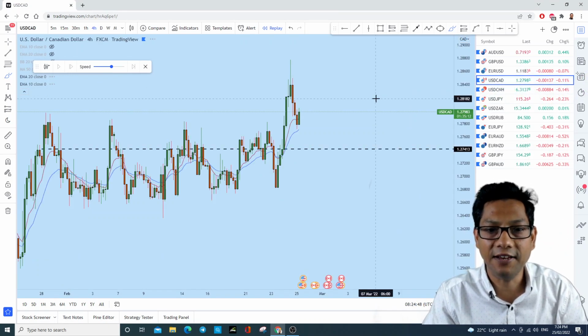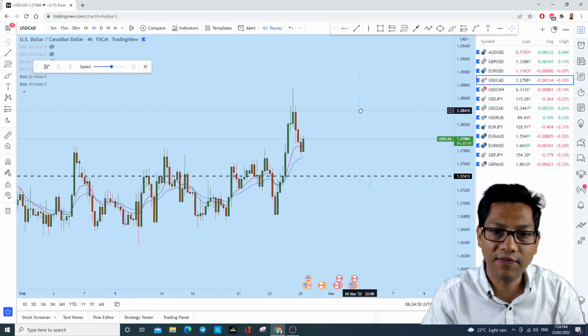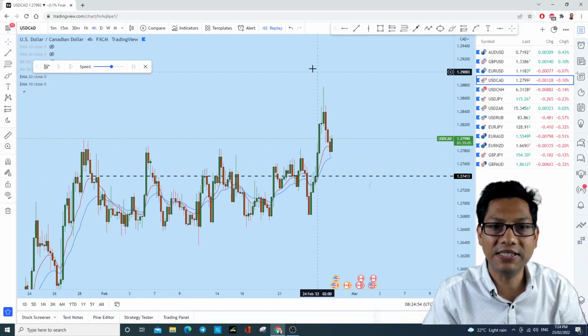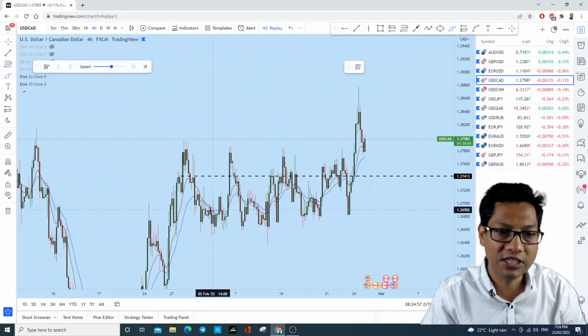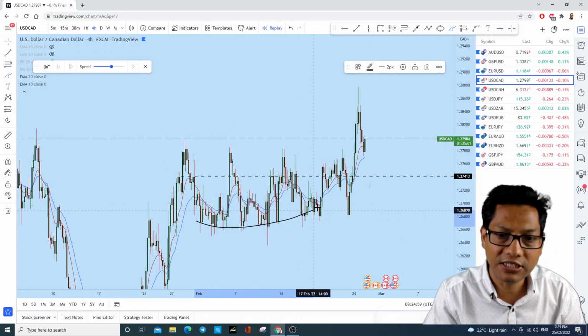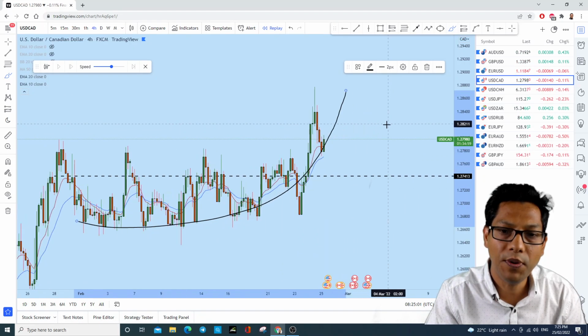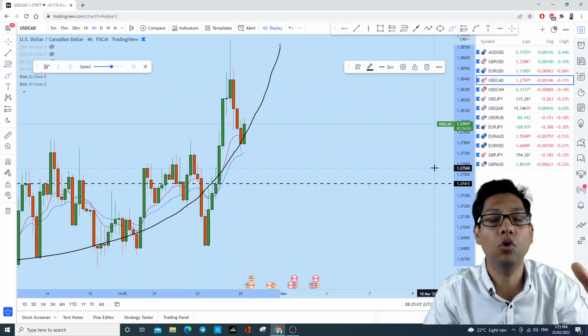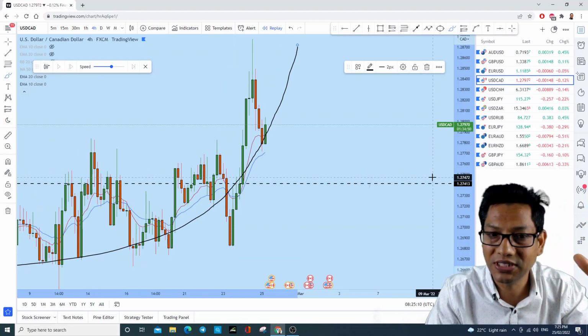Now USD Cad. Now USD Cad also giving the same kind of analysis. All the USD pairs doing the same. As you can see, USD Cad is strongly bullish. As you can see, this is the trend line. The price is moving, and if you see that this is the 4 hour candle, if this candle closes something like that, I will consider buying USD Cad.